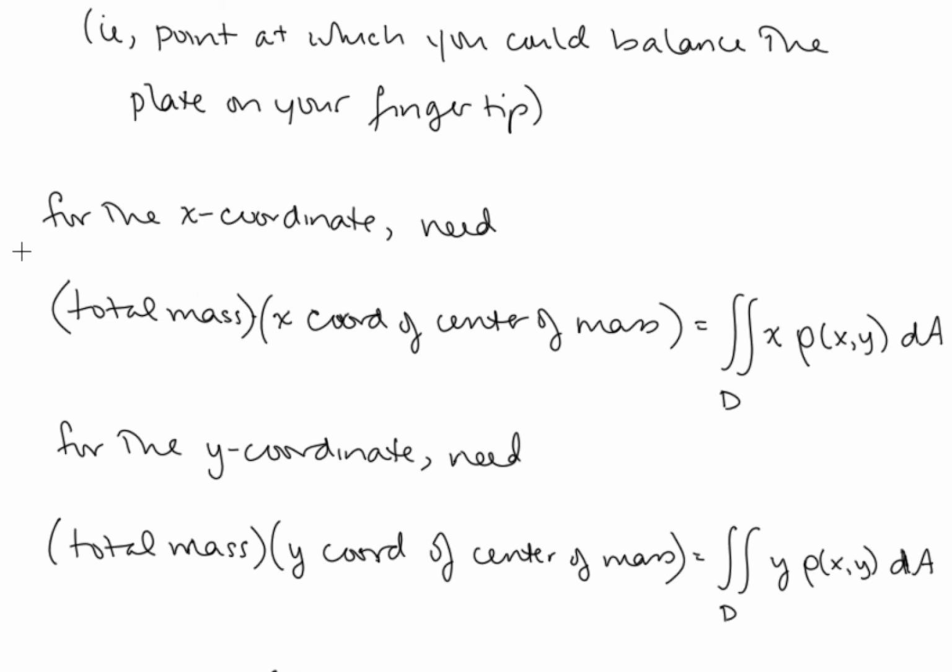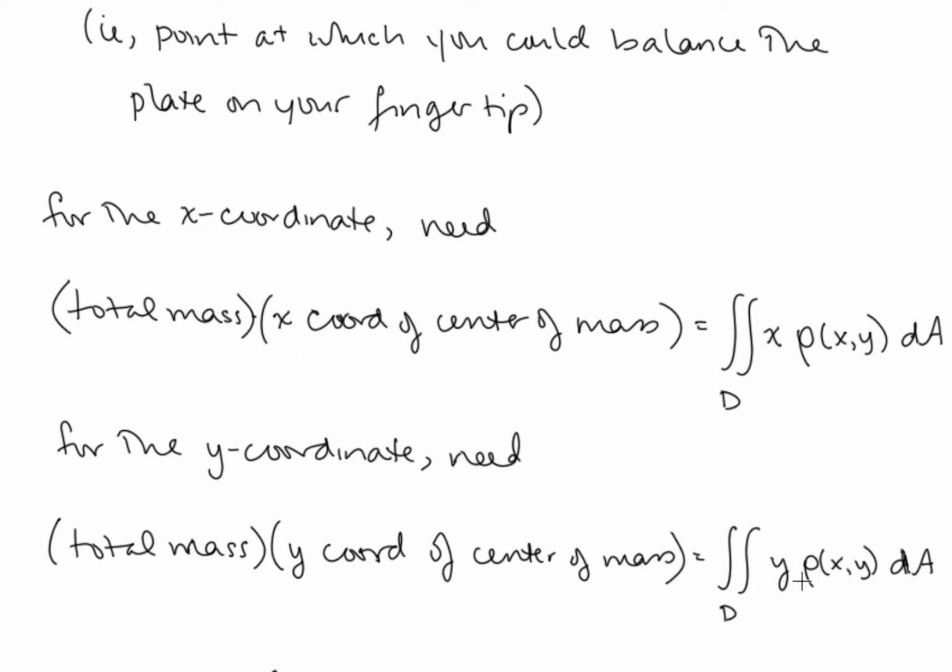So for the x-coordinate of the center of mass, we need the total mass of the plate multiplied by this x-coordinate to be the same thing we would get if we multiplied x by the density and integrated over D. In other words, remember that density times area is a mass calculation, so if we did this at each individual point over D versus just taking the total mass multiplied by this x-coordinate, we should get the same thing. That's how we're finding this x-coordinate of the center of mass.